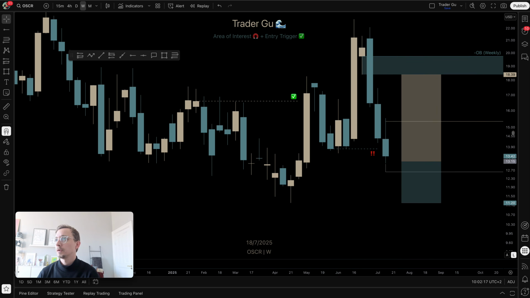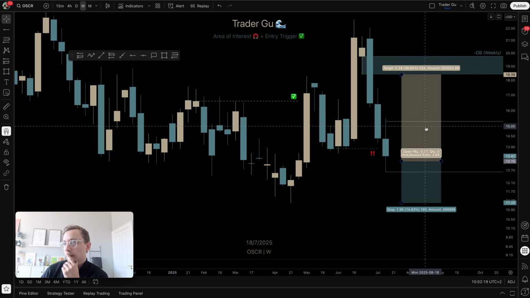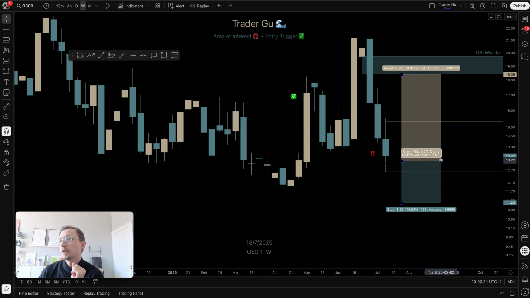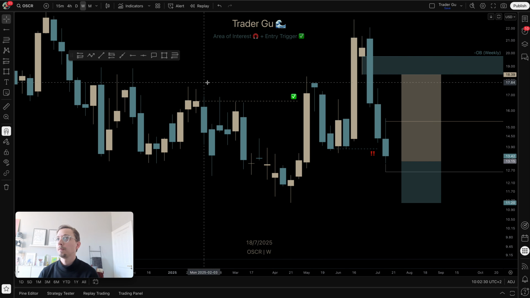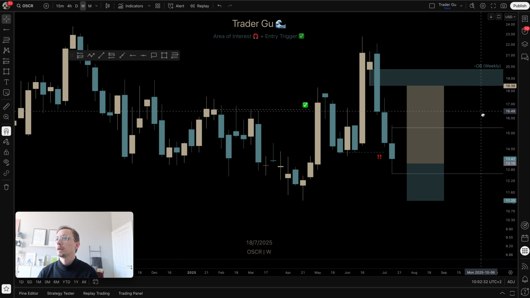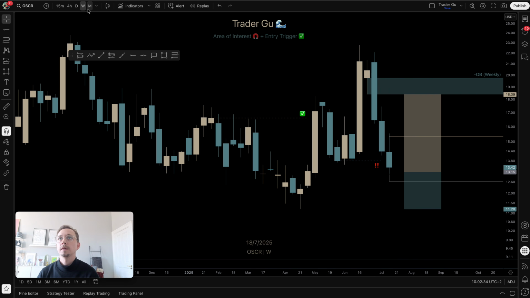So for this trade here, this has a risk reward of 2.7. So if I would be risking $1,000, the reward could be $2,700. And that is a trade that I enjoy.